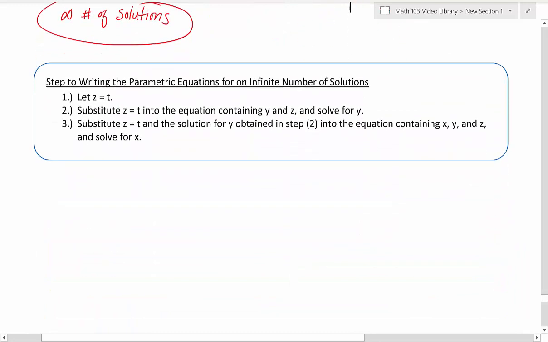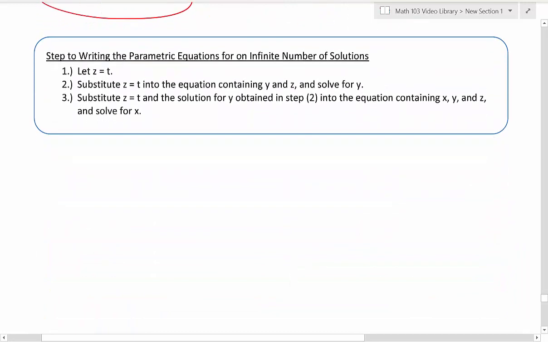The way that we're going to do that is by writing what's called a parametric equation. You'll deal with parametric equations when you get into a physics class. So these are our steps for writing the parametric equation. First, you want to let z be equal to t.